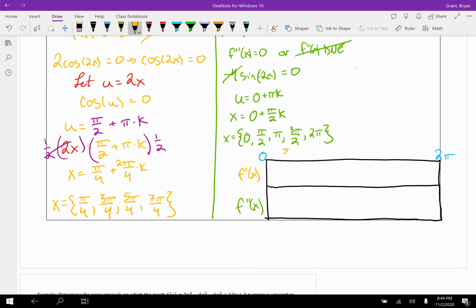So I think pi over 4 comes first, right? And that is when f prime is 0. Then we have pi over 2, and that is when f double prime is 0. And then back and forth, right? Now we have 3 pi over 4. What are the odds I run out of room here? Probably pretty good. And then, of course, we have pi.